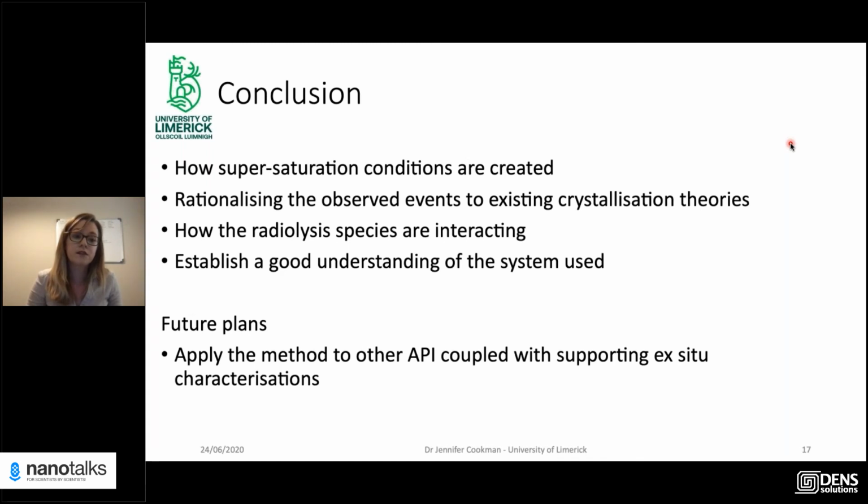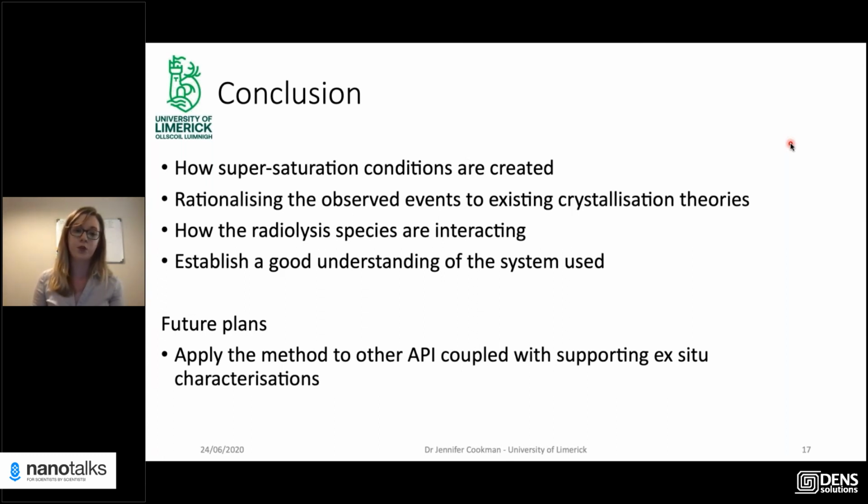The observations that we see, it's obviously very important to rationalize what they mean, and also to compare them to literature that's already there and existing crystallization theories. But as I said, for these pharmaceutical materials, because there's resonance of a few different theories, it could be a unique example of how pharmaceutical materials can undergo non-classical crystallization.